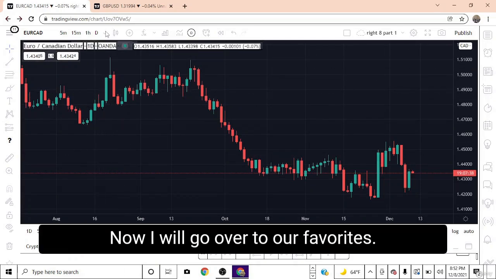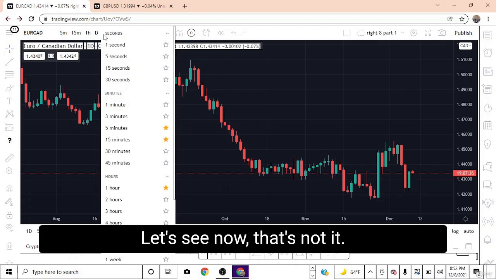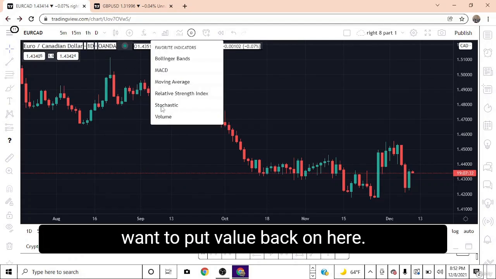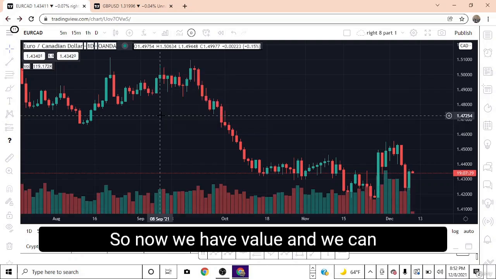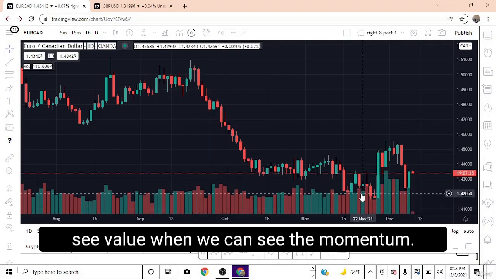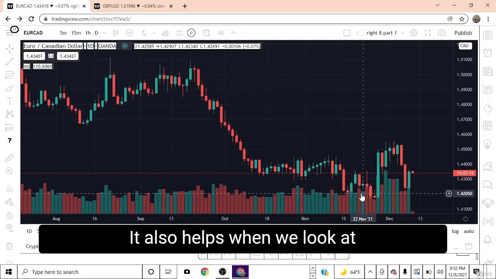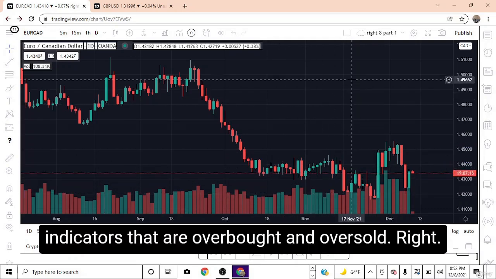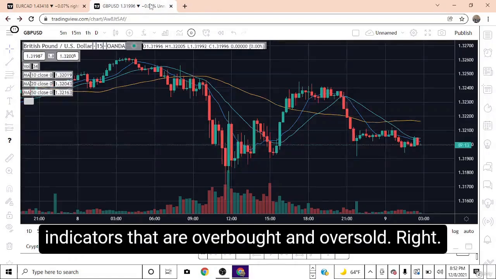Now I will go over to our favorites, and let's see. No, that's not it. Our favorites is right here, and we want to put volume back on here. So now we have volume, right? And we can see volume, you know, the momentum. It also helps when we're looking at indicators that are overbought and oversold, right?